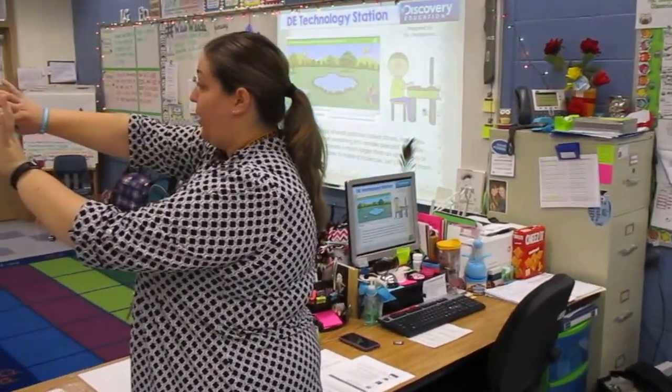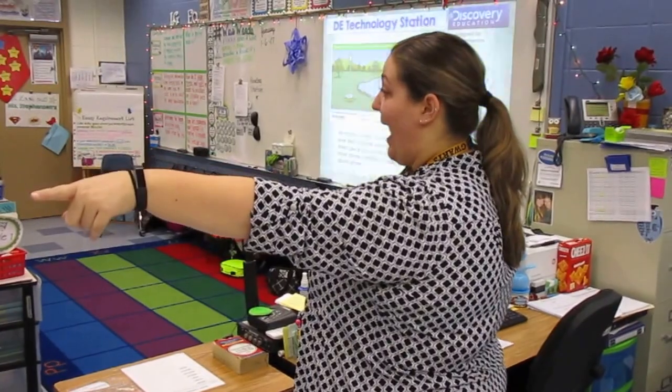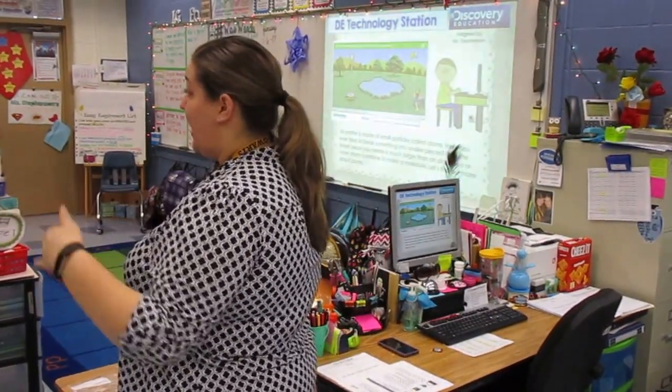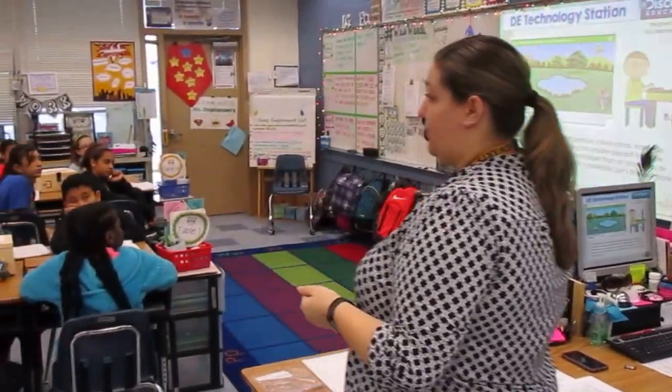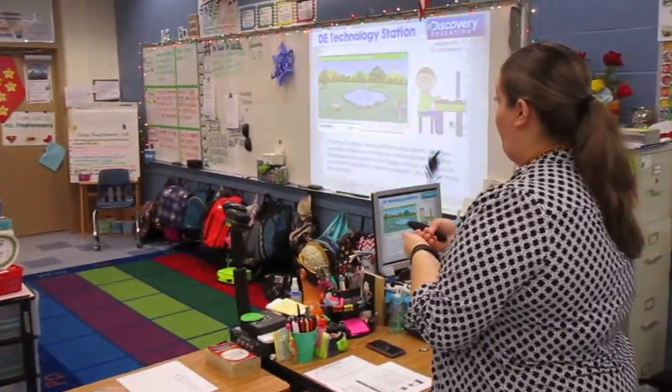So make sure you're far apart. And I also have laptops in the back. So if you decide with your team strategy you want to use a laptop and maybe somebody else uses a computer, you guys can divide and conquer and work together.